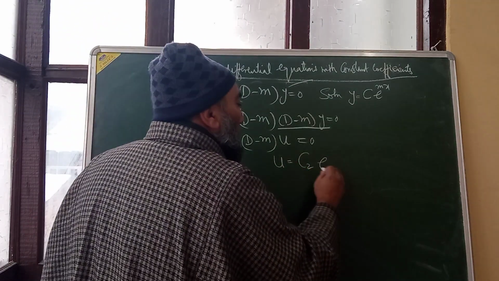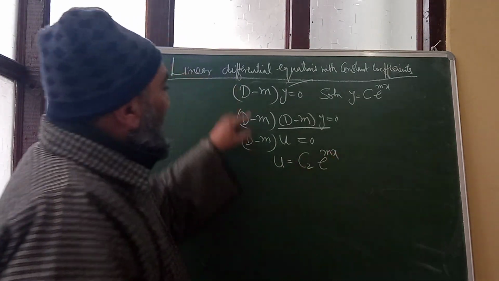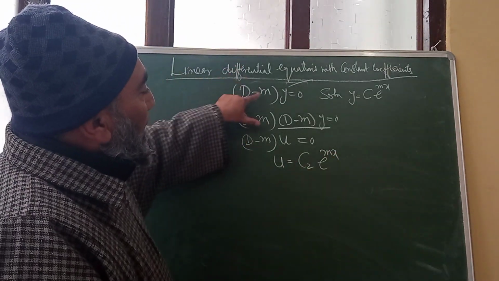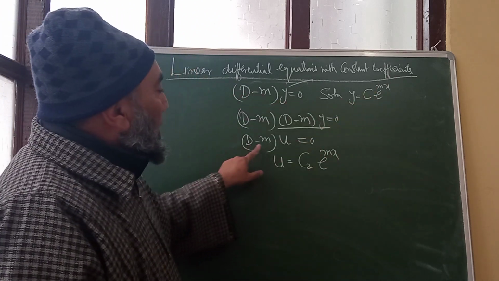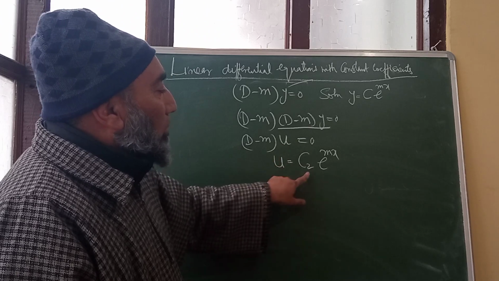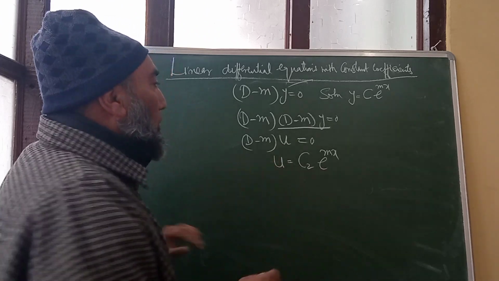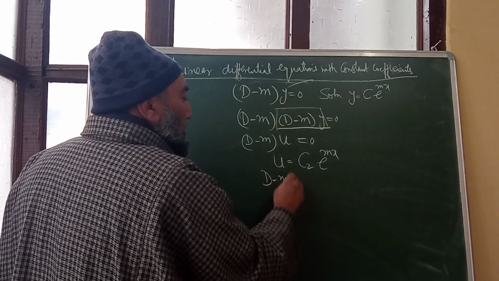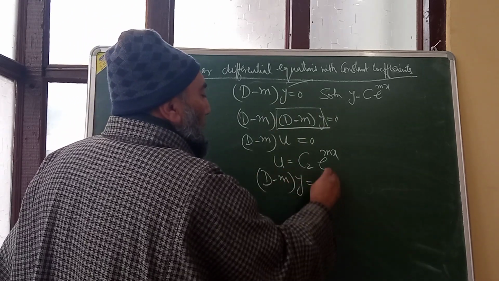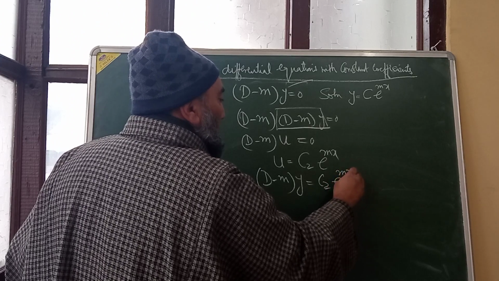Constant times e to the power mx. Compare these two: (D minus m) operating on y. The solution is y equals constant e to the power mx, and (D minus m) u, where u is equal to constant e to the power mx. But what is u? This is u. This is (D minus m) operating on y equals c2 e to the power mx.